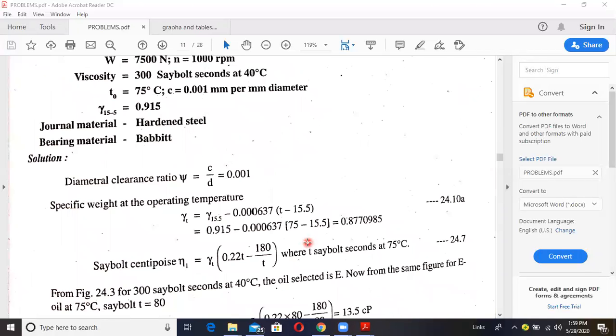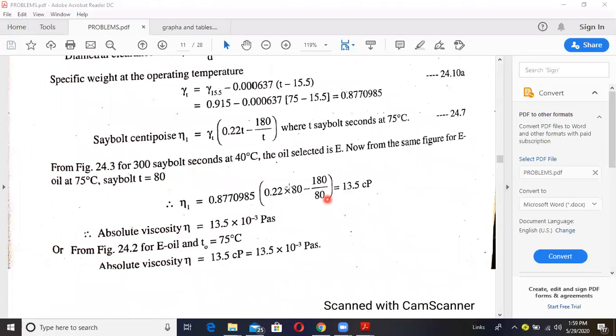So the important thing in this problem is the calculation of eta. In the previous problem you calculated eta by using the kinematic viscosity and operating temperature. Here you are calculating eta by using the Saybolt seconds at 40 degrees. Again we are going to calculate it for the operating temperature. That is the difference. In the remaining part, the procedure is the same: calculation of dimensions of the journal and bearing.